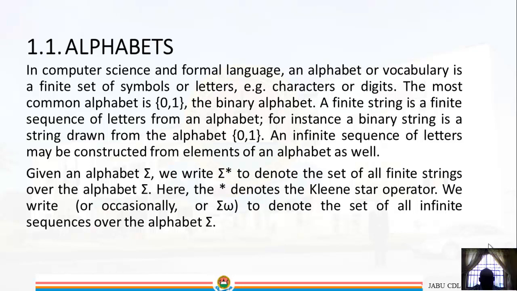An infinite sequence of letters may be constructed from elements of an alphabet as well. Now, given an alphabet, the notation sigma star, the star operator, denotes the set of all finite strings over the alphabet. Similarly, the notation denotes the set of all infinite sequences over an alphabet Sigma.